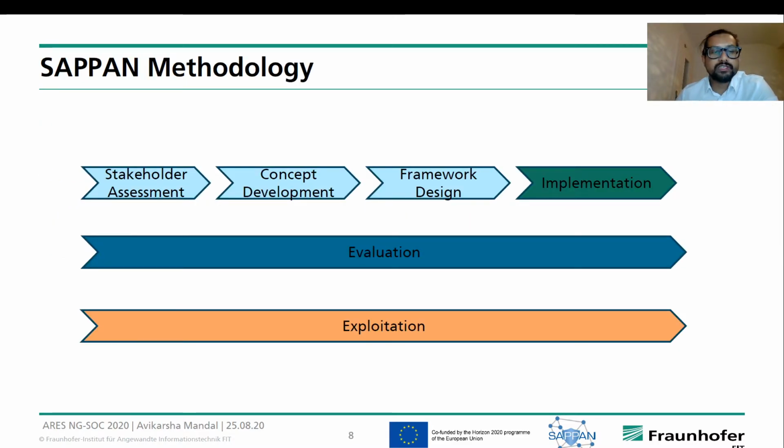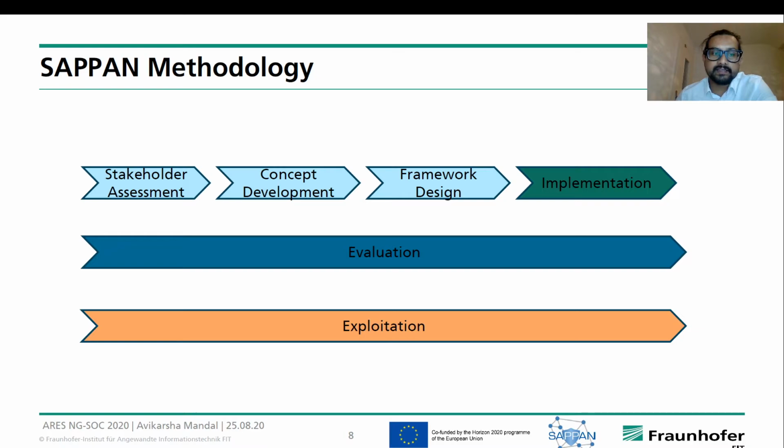So the SAPPAN methodology can be divided into a few phases. The first one is stakeholder assessment, where we are contacting CSIRT and industrial members to outline high impact use cases. Then in concept development, we are identifying common aspects such as what is relevant for the stakeholders, and proposing an algorithm for fast data processing and a privacy preserving algorithm. The next phase is framework design, where the overall system architecture is considered, and we see how this can be built on top of and integrated with some existing tool sets.